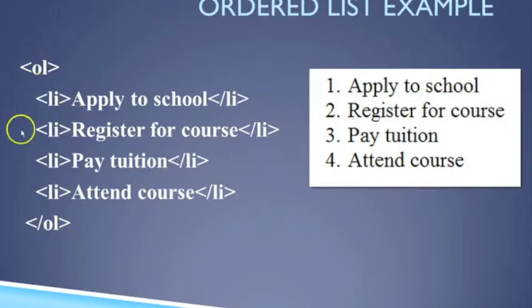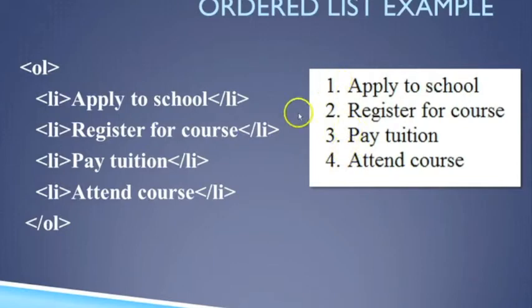Notice again the structure that they type it in, and when you type it in your text editor, you should keep this structure in mind, and you should actually use it. So notice we have each of our list elements here: apply to school, register for the course, and so on. And notice that the list comes out 1, 2, 3, 4.